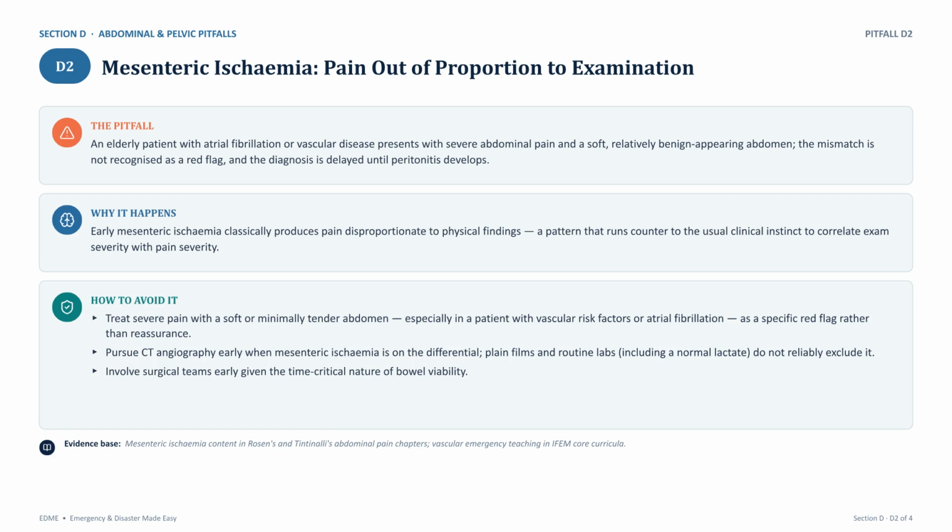An elderly patient with a soft abdomen and severe pain should be considered high risk, especially with vascular disease. Pursue early CT angiography rather than waiting for classic peritonitis.